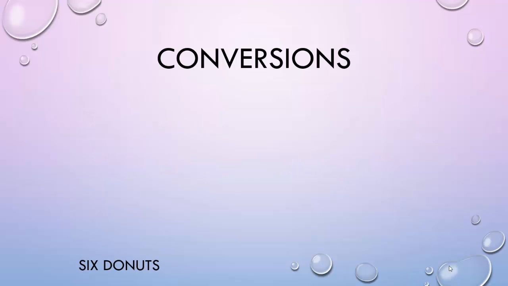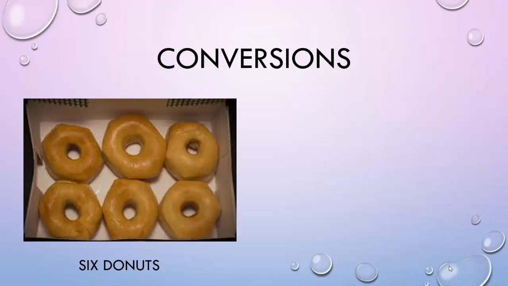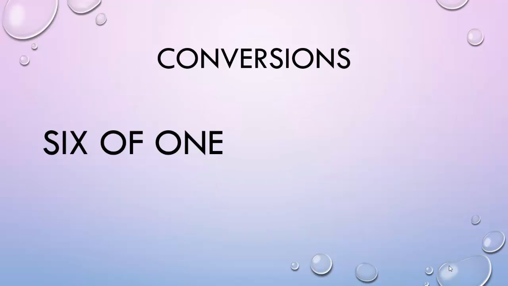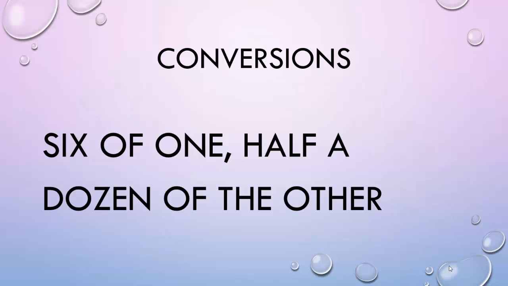An easy example, I can tell you to get 6 donuts and you'll come back with this, or I can tell you to get half a dozen donuts and you come back with this. The amount of the donuts doesn't change, but the unit does. So we can convert from 6 donuts to half a dozen donuts, and this gives rise to the ever-popular 6 of one, half a dozen of the other.